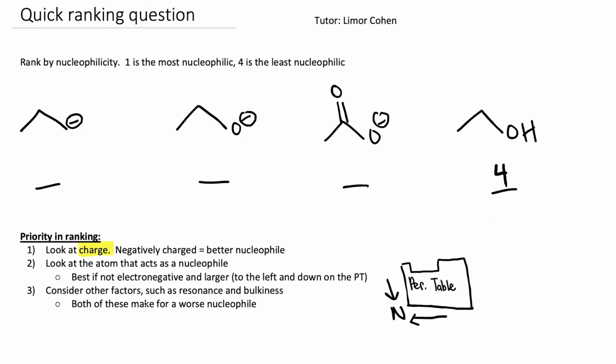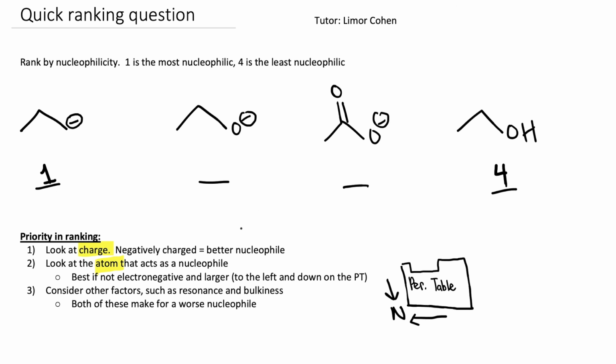Next, I want to look at the atom that has the charge and acts as the nucleophile. Atoms going to the left and down on the periodic table are better nucleophiles because they're less electronegative and they're larger. So looking at these molecules, carbons are better nucleophiles than oxygens because they're less electronegative, so they're more willing to give up excess electrons in the form of a bond. So because of that, this is going to be our number 1.